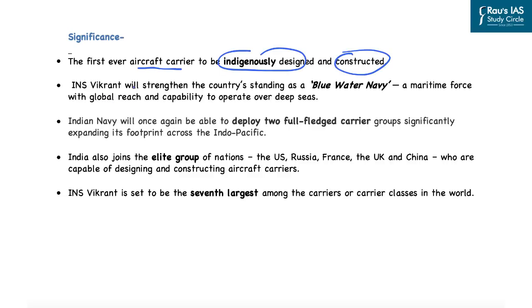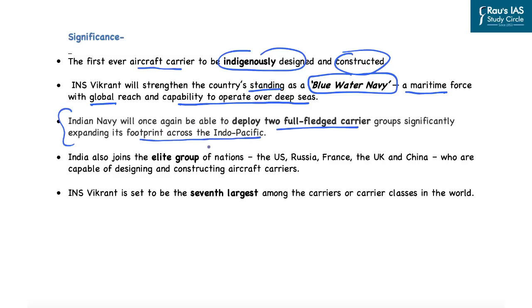Further, this INS Vikrant will strengthen India's standing as a blue water navy, which signifies that India is a maritime force with global reach and the capability to operate over deep seas. Further, the deployment of this INS Vikrant is going to significantly expand India's footprint across the Indo-Pacific region. Further, by commissioning of the INS Vikrant, India has joined the elite group of nations which are capable of designing and constructing aircraft carriers. These countries include the United States of America, Russia, France, UK and China.